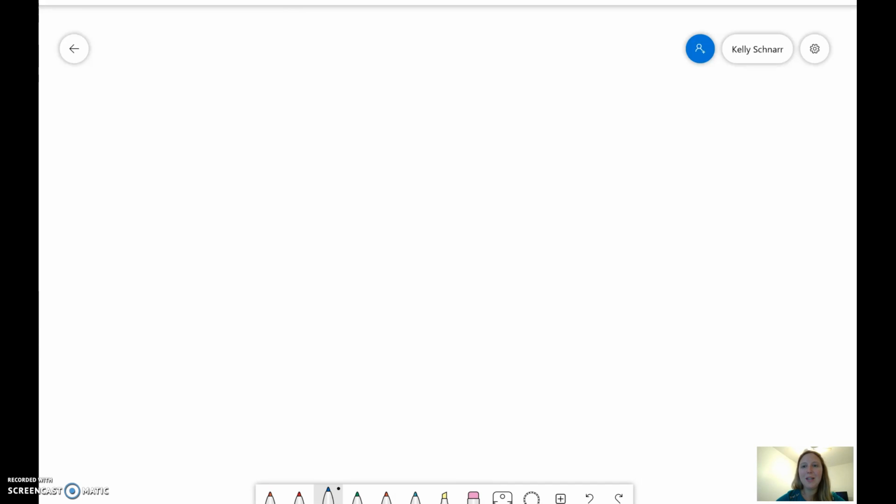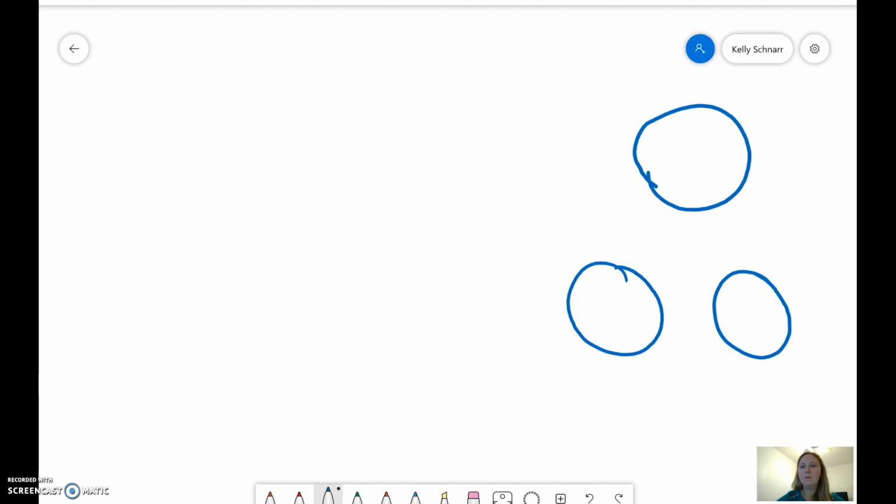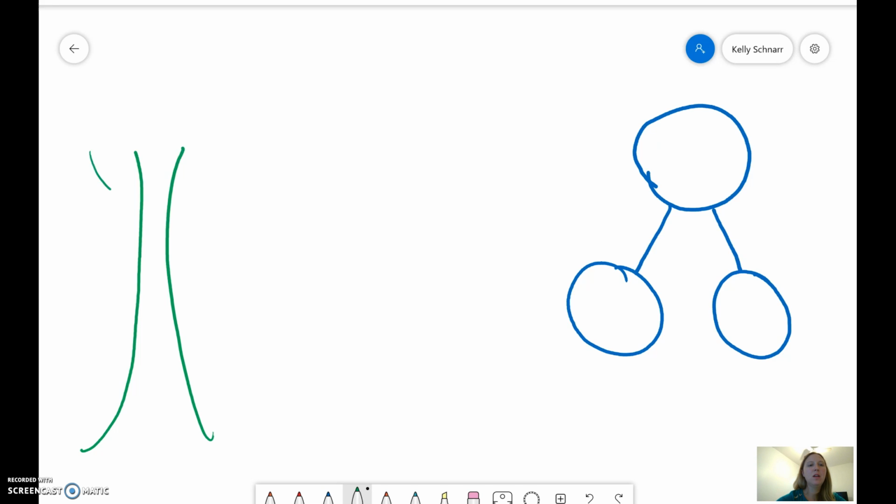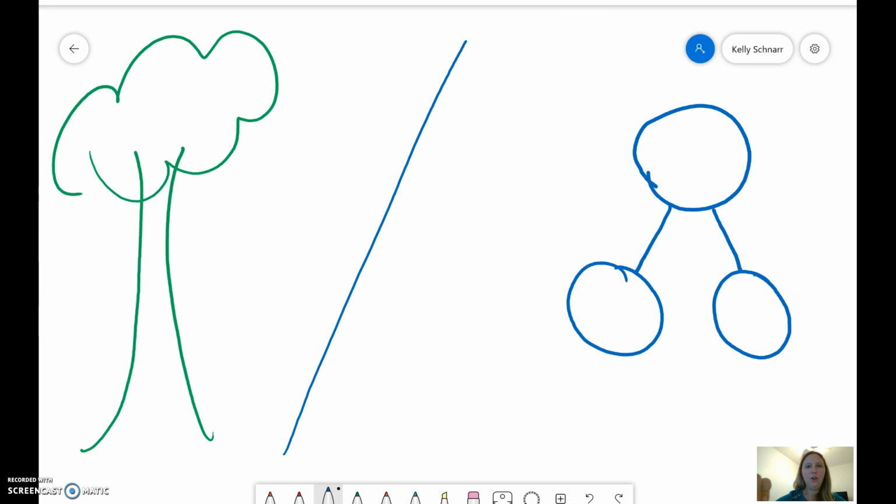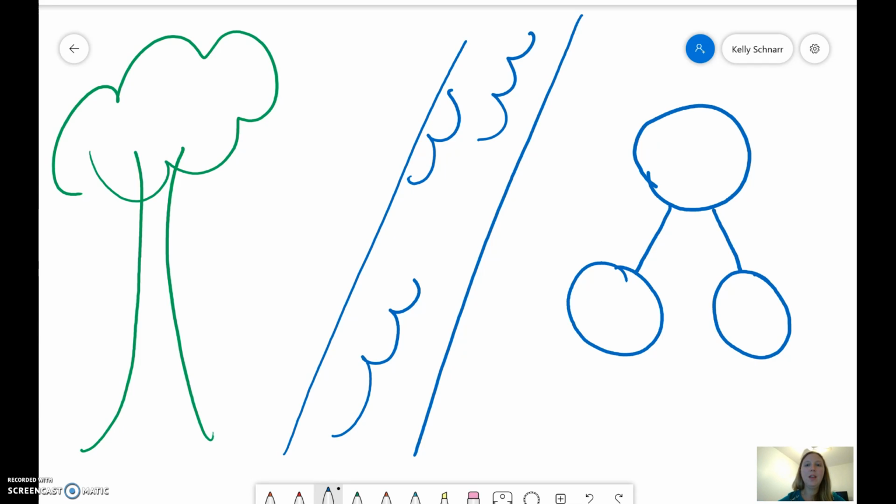All right, let's make another number bond. Here's the whole, and here are my 2 parts. And I've got 2 number paths to each one. This time my story is gonna be about animals. Animals that live by a tree and by a river. Here's the tree and the river. All right, now it's time to add in the animals.